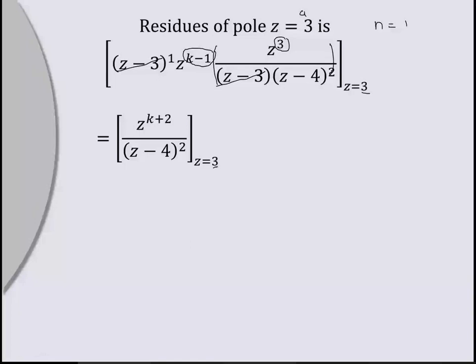Now put this 3 into it. 3 raised to k plus 2 upon 3 minus 4 square. 3 minus 4 is minus 1, minus 1 square is plus 1. So it becomes 3 raised to k plus 2.